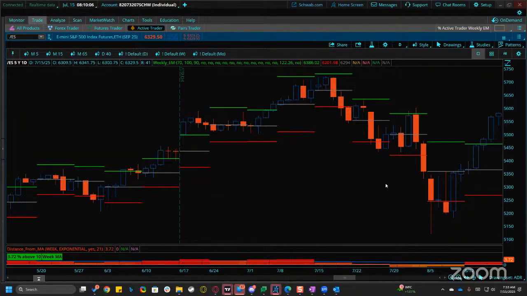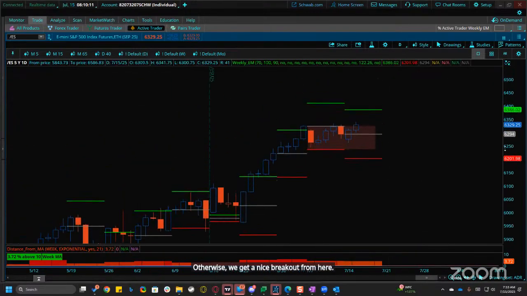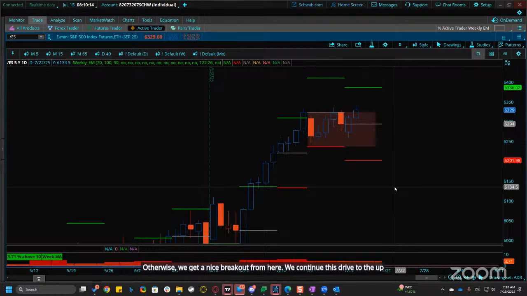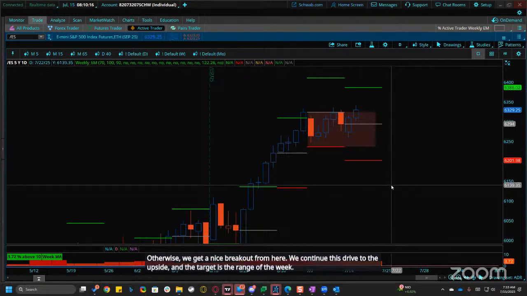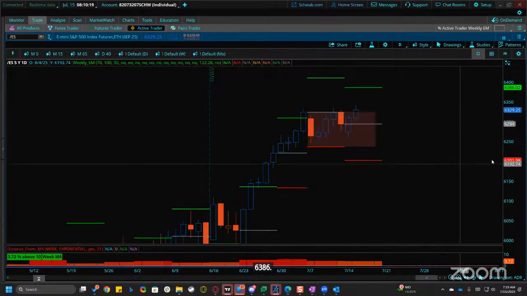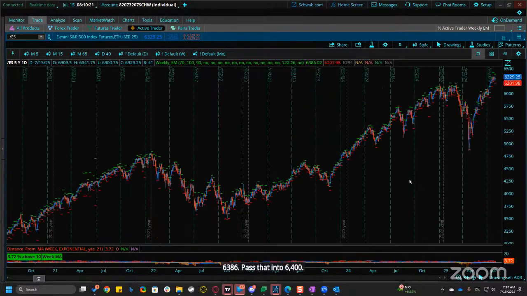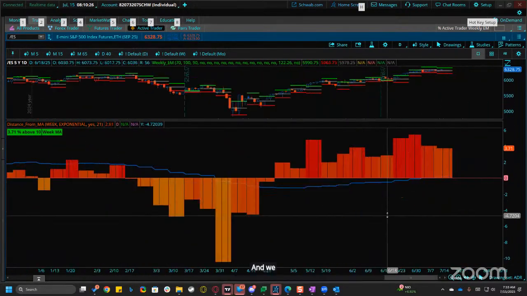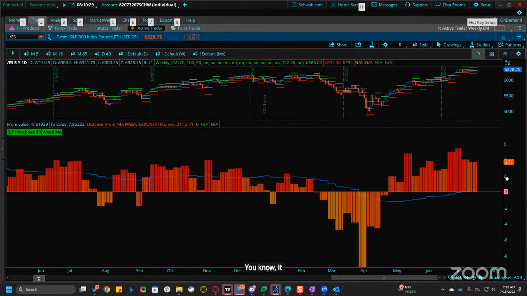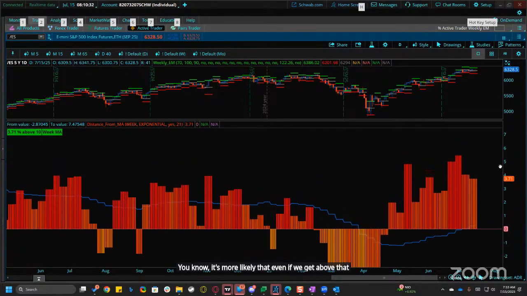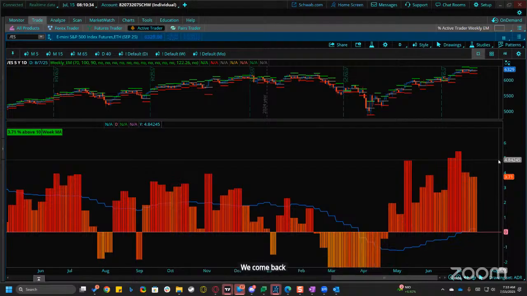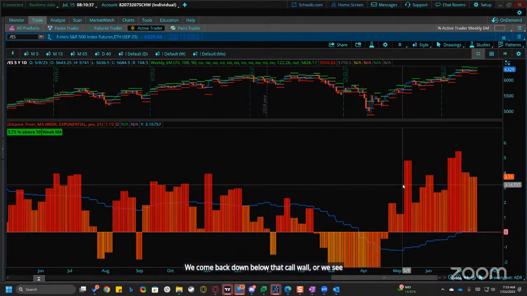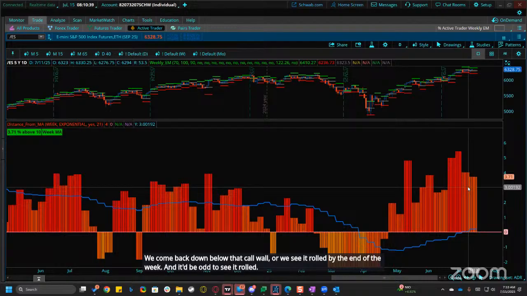Otherwise, we get a nice breakout from here, we continue this drive to the upside, and the target is the range of the week, 63.86. Past that into 6,400. And we got OPEX at the end of the week. So, it's more likely that even if we get above that call wall at some point this week, we come back down below that call wall, or we see it rolled by the end of the week. And it'd be odd to see it rolled later in the week, right? That would be odd.